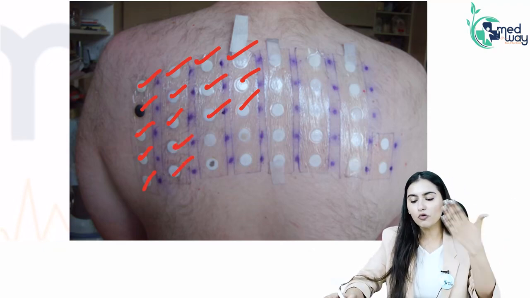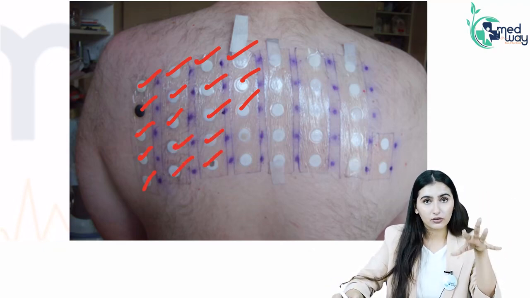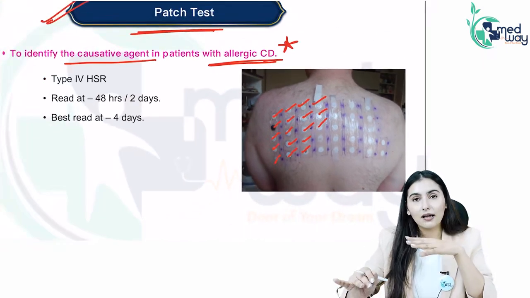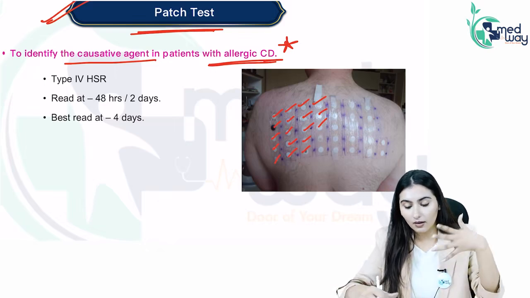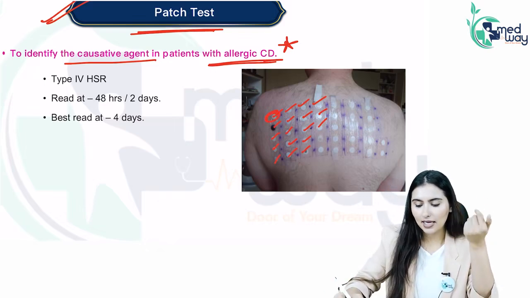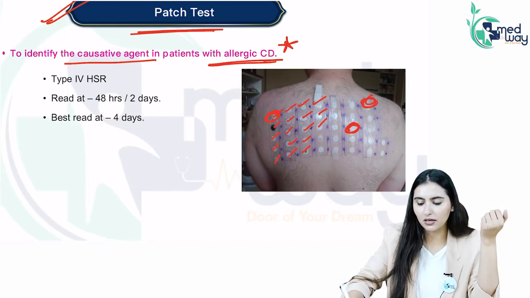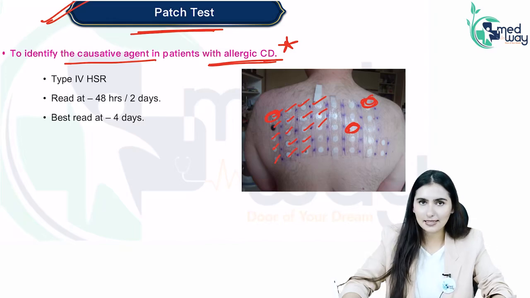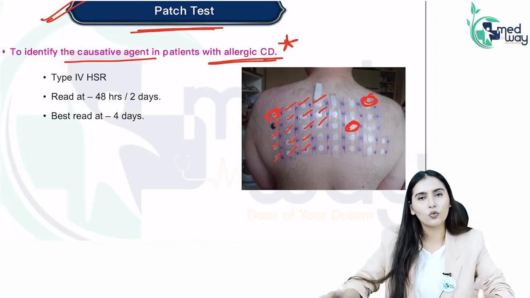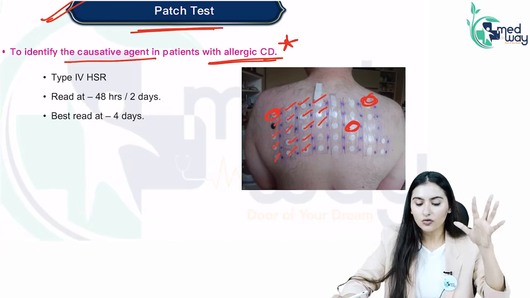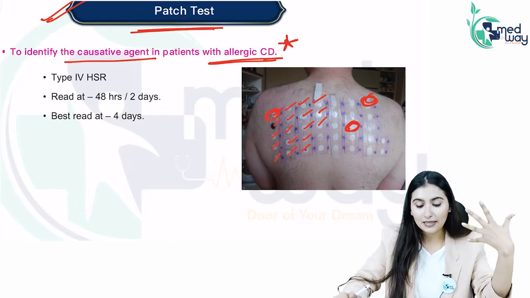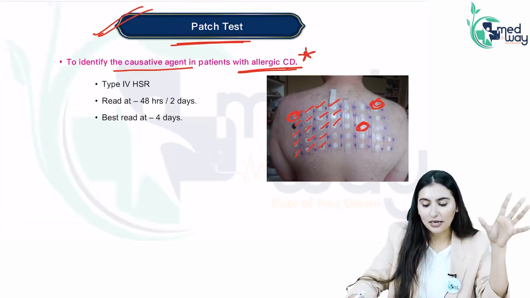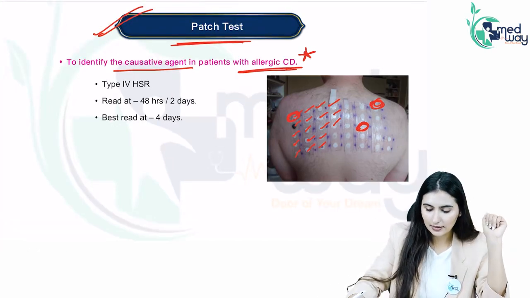Okay? When you remove it, whatever is an allergen, whatever that person is sensitized to, that area will become red in color. Everything else will be fine. This will become red in color, maybe this will become red in color. So 3-4 things you will come to know that okay, this person is allergic to these things. Then you tell the patient to avoid those things. Okay, so that is the basic advantage of patch test: to identify the causative agent in patients with allergic contact dermatitis.